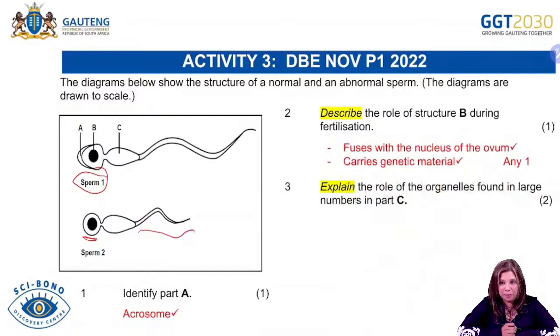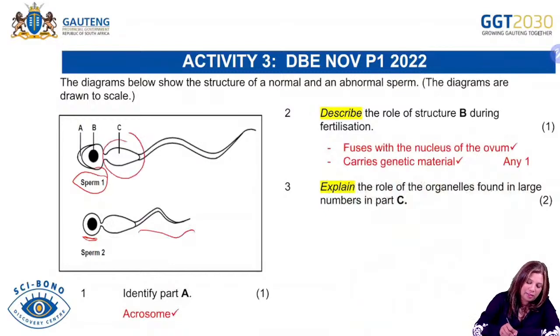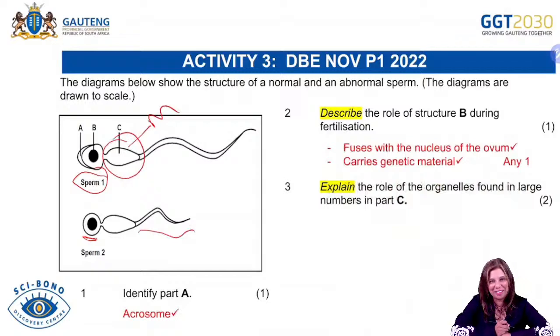And then number 3, explain. Now remember what we said about explain. It says explain the role of the organelles found in large numbers in part C. So where is C? C is here. What's happening with C here? Mitochondria. Mitochondria are found there. So what is the role of the organelle?